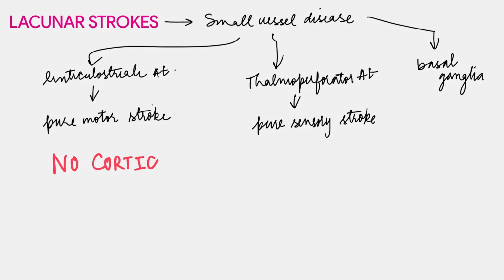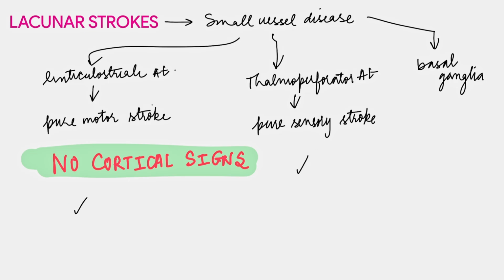What are the cortical signs? All the special things which we discussed till now, like aphasia, acalculia, all that. There won't be cortical signs. And learning the pathophysiology behind it is quite important. This you see in long-standing hypertension and also diabetes mellitus.